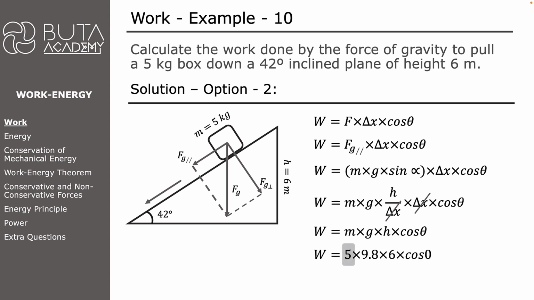Mass of the object is 5 kg, gravitational acceleration is 9.8 meters per second squared, height is 6 meters, and theta has already been identified as 0 a few steps ago. Work done by the force of gravity is 294 joules. The results of the two methods vary slightly. The reason for this is the rounding that we used while calculating the displacement using the first method.